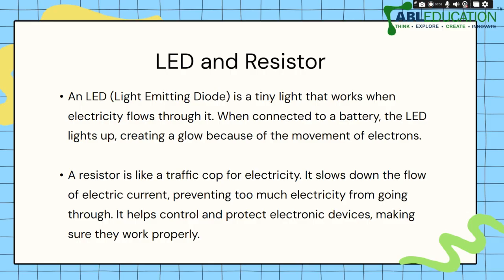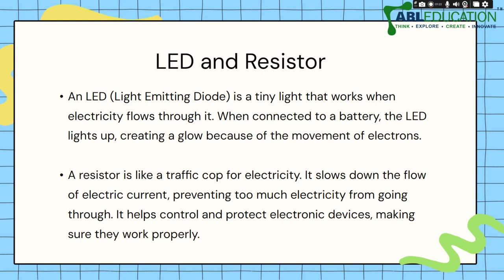Moving on to hardware connections, we have an LED and a resistor. So what is an LED? As we have already studied, an LED is a light emitting diode. It is a tiny light that works when electricity flows through it. When you power it, it glows and emits light because of the movement of electrons inside it that creates a glow.